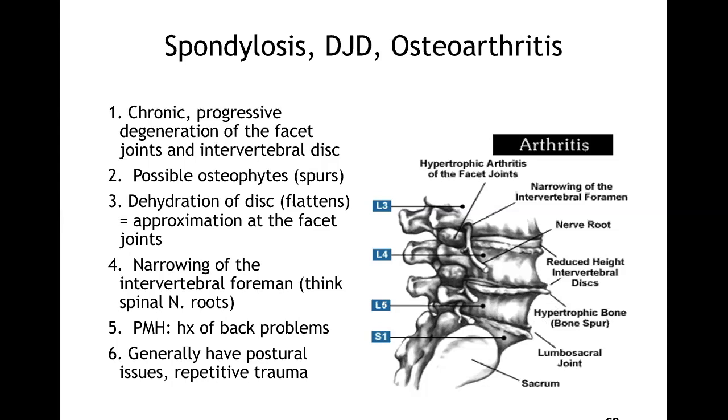So possible bone spurs, dehydration of the disc that flattens it out, as you see there. There's going to be approximation of those facet joints. There's going to be narrowing of the intervertebral foramen. So those spinal roots are going to get compressed, and that's going to send radicular symptoms and numbness, tingling down the extremities.